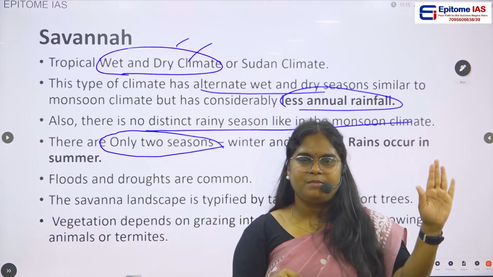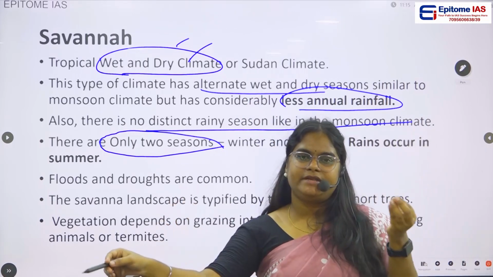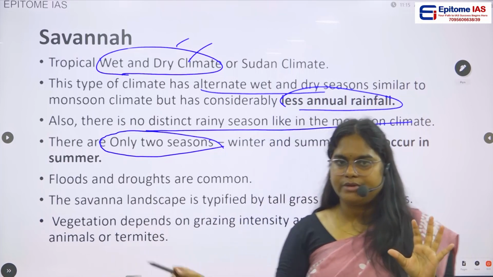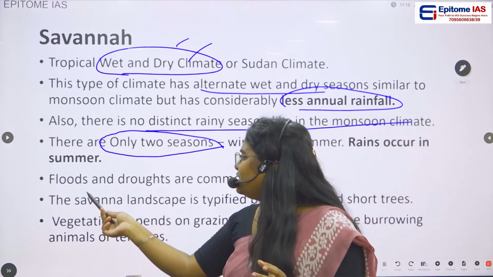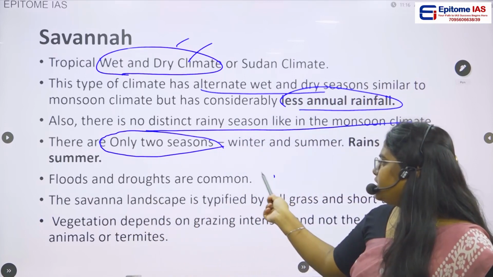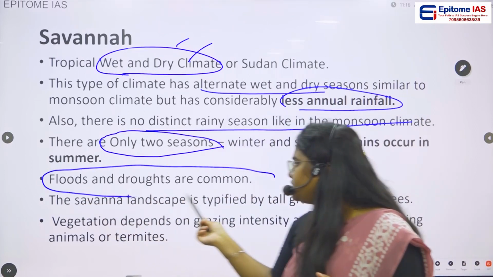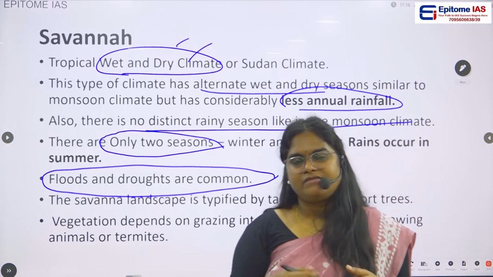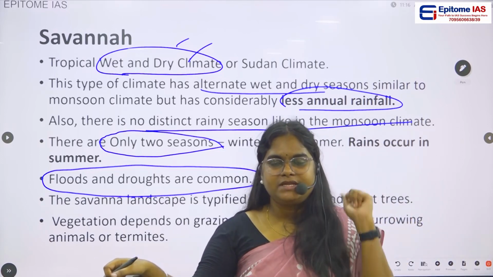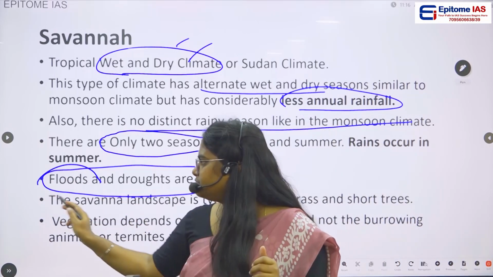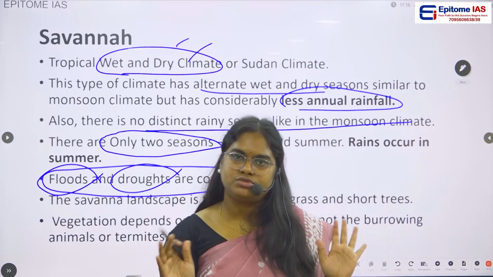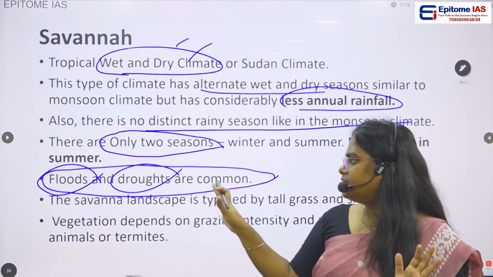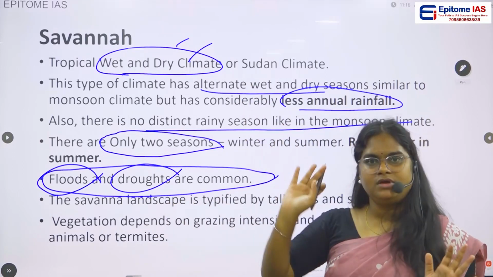We have only summer and we have only winter, and it rains during the summer season. Okay. Floods and droughts are common. Again, let us say during the summer when it is having high rain, suddenly it will be having floods. At the same time, when there is no rain, it will have droughts also. So both floods and droughts are common in this type of climate.